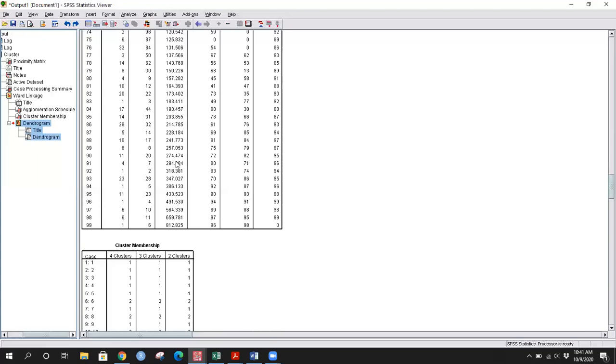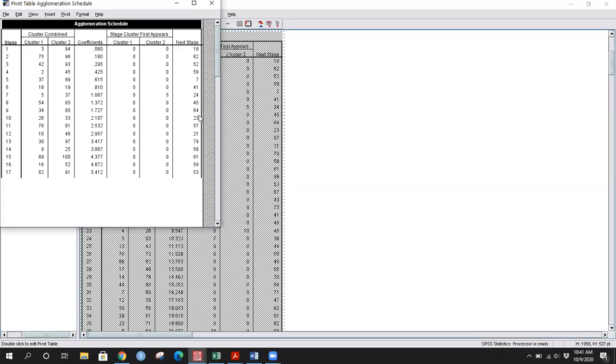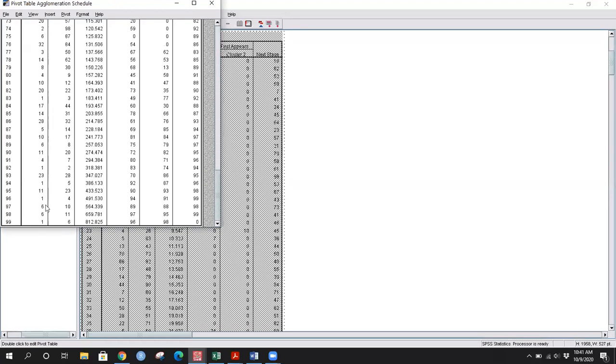So please double click the agglomeration schedule. And then you will just copy the last 11 stages. That means I'm going to consider the last 11 stages and then I'll take them to Excel and explain how I'm going to go about it. So you can just copy this.